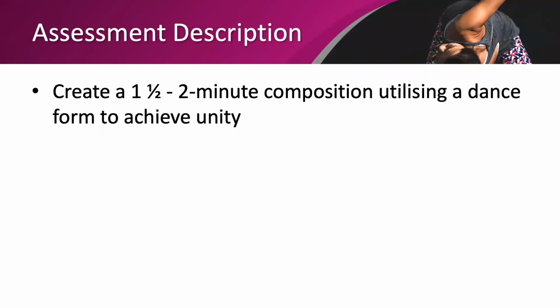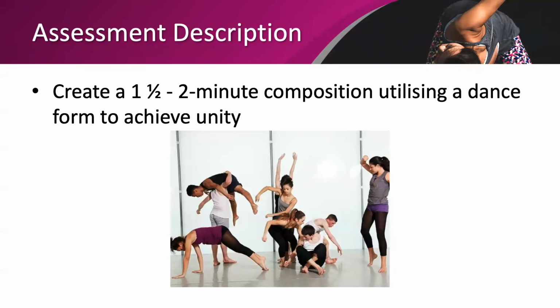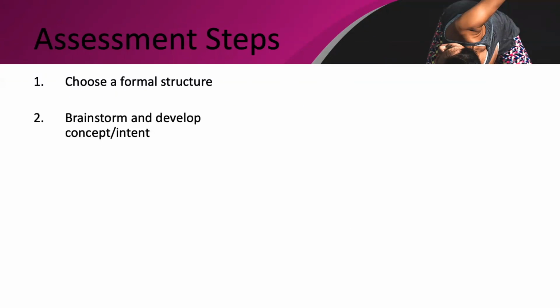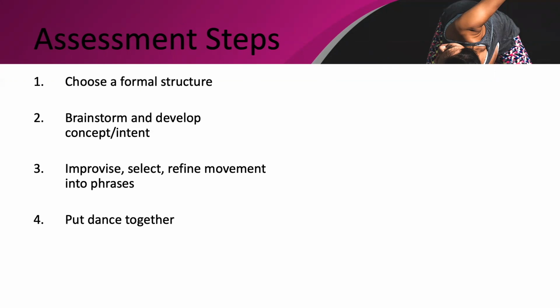The assessment description involves creating a 1.5 to 2 minute composition utilizing a dance form to achieve unity. The steps of the assessment include choosing a formal structure, brainstorming and developing the concept or intent, improvising, selecting and refining movements into phrases, putting the dance together in logical developments to a unified whole, and then documenting the process in written form in an e-portfolio in a Microsoft OneNote folder.